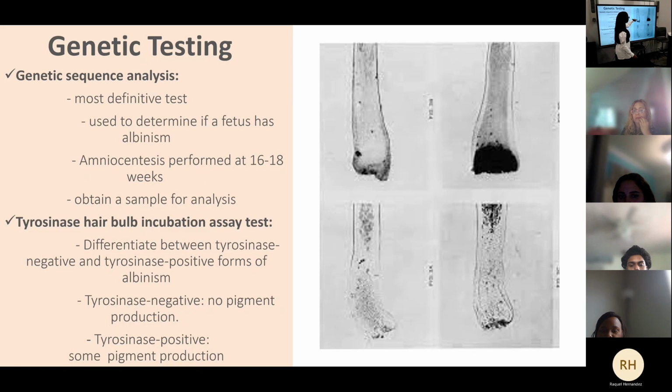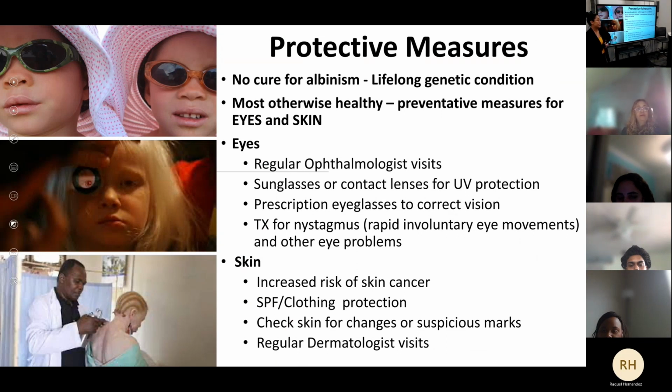So as you can see, there's no pigment here in the father's hair follicle, whereas there's pigment in the mother's follicle. So the father is going to be tyrosinase negative because there's no pigment production, and the mother is going to be tyrosinase positive because she's showing some pigment production. Thank you, Louisa. All right, so what are some protective measures people with albinism can take?